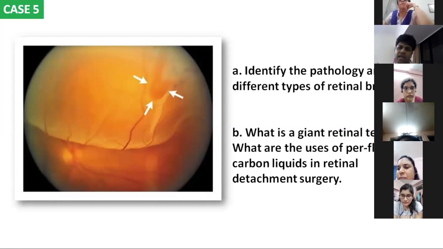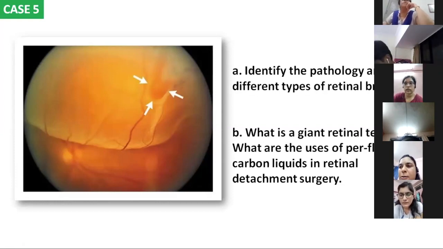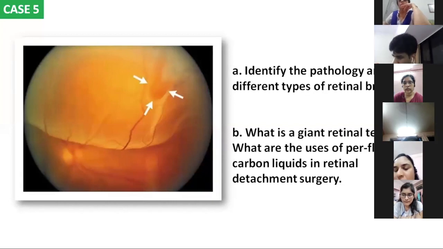What are the different types of retinal breaks? Secondly, a retinal hole. Okay, go on to the next question. A giant tear is a full thickness retinal break which extends for more than 3 clock hours.